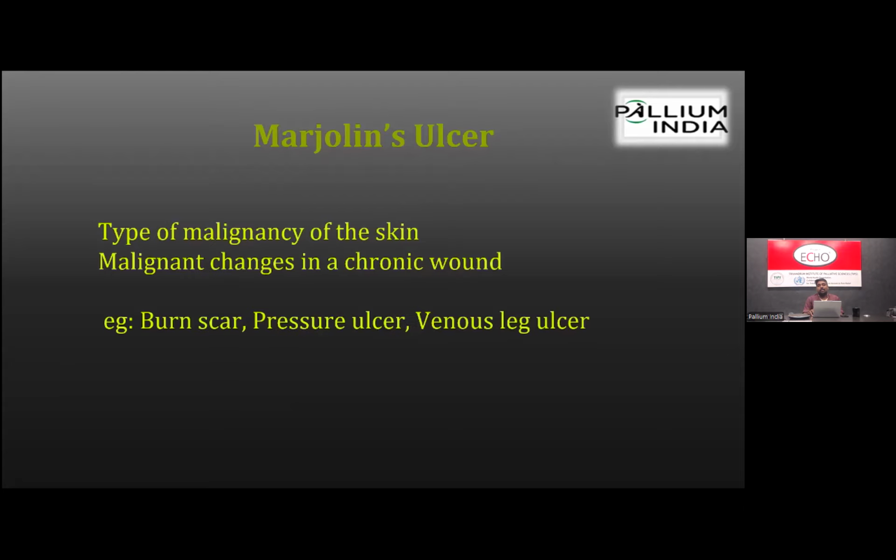introducing Marjolin ulcer. Marjolin ulcer actually is not a new form of injury, it's a type of malignant change happening on an existing wound, any chronic wound, for example a burn scar area or chronic pressure ulcers, venous leg ulcers. These types of ulcers are there for a while, and on that the malignant changes will happen. This is the Marjolin ulcer.